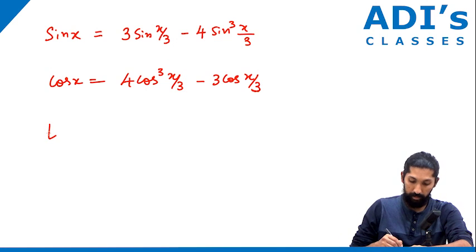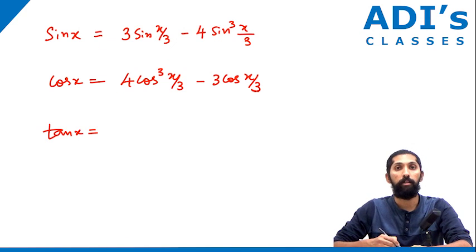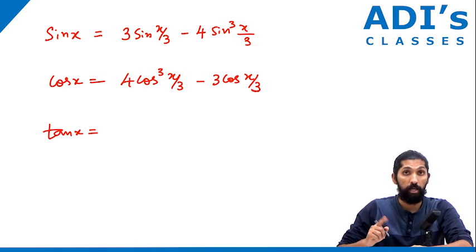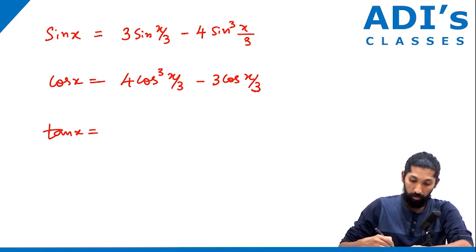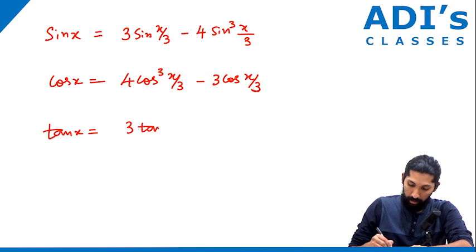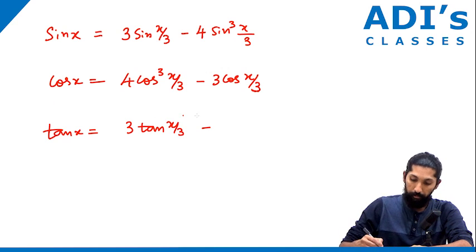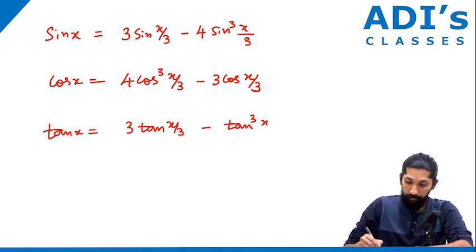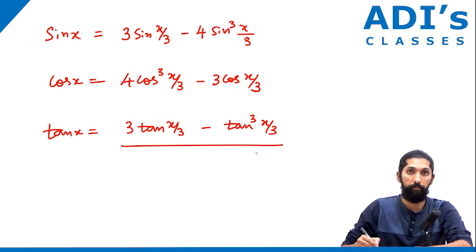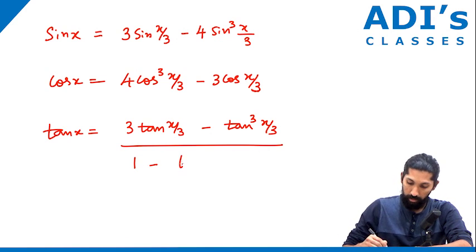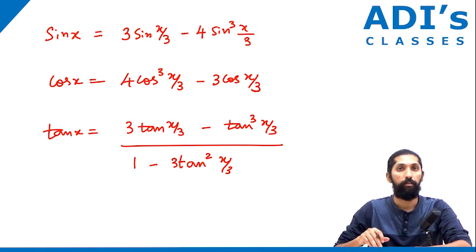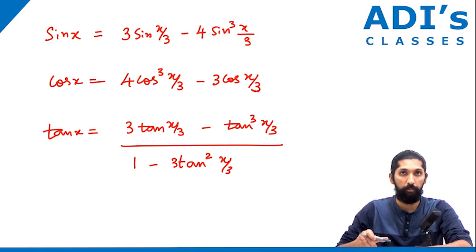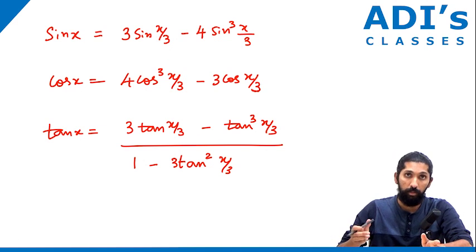Same thing when we do tan x. What is tan 3 theta? 3 tan theta minus tan cube theta by 1 minus 3 tan square theta. Correct? So tan x is 3 tan x by 3 minus tan cube x by 3, divided by 1 minus 3 tan square x by 3. This is the formula. So wherever you have theta, put x by 3, that's all.